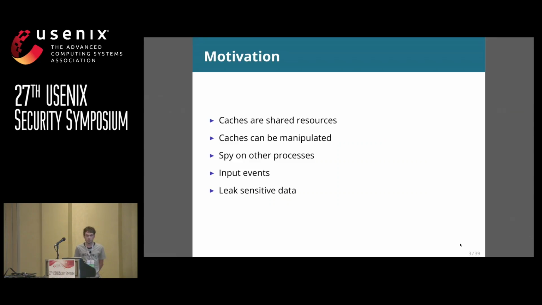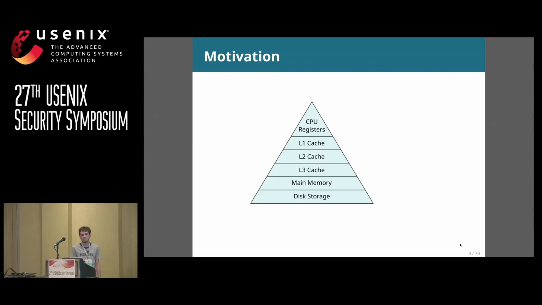So what's the motivation of this paper? Well, caches are shared resources. They're shared between multiple programs running on the same CPU. They can be manipulated, not directly, but if a program loads something into the cache, it might evict something that's used by another program. This allows you to spy on other processes, and you can leak stuff like input events, but also sensitive data.